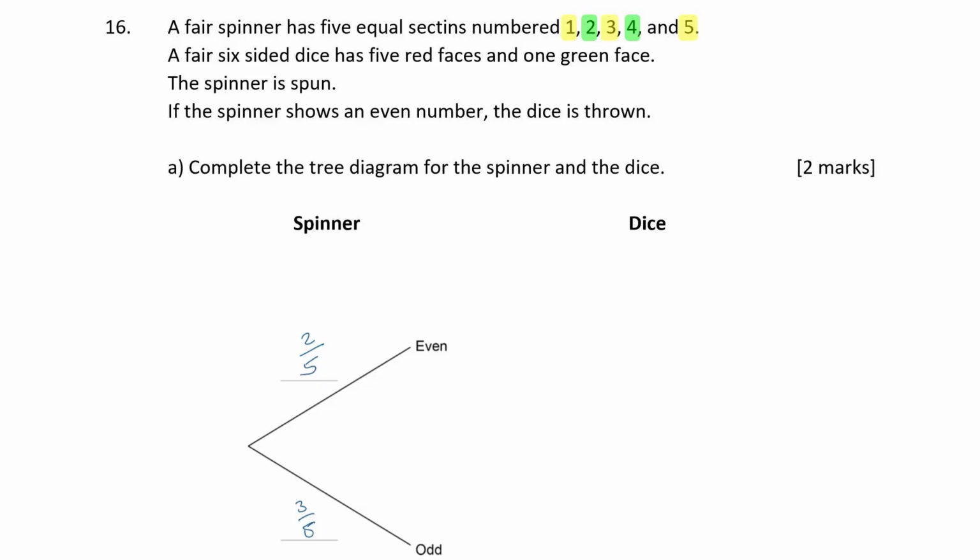So if the spinner shows an even number, the dice is thrown. So the dice is either going to be red or green. There are 6 faces altogether, 5 of which are red, so the probability of getting red is 5 over 6, and therefore the probability of getting green is 1 over 6. We don't do anything if an odd number is thrown, so that one just terminates there at the odd. So that is my completed diagram.